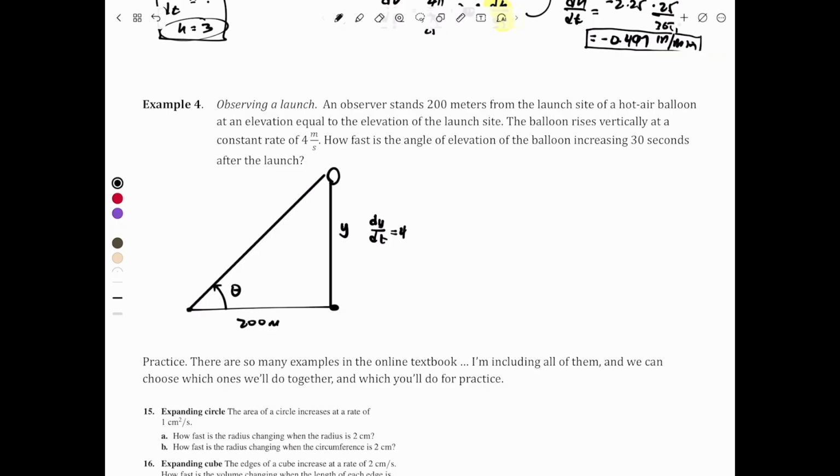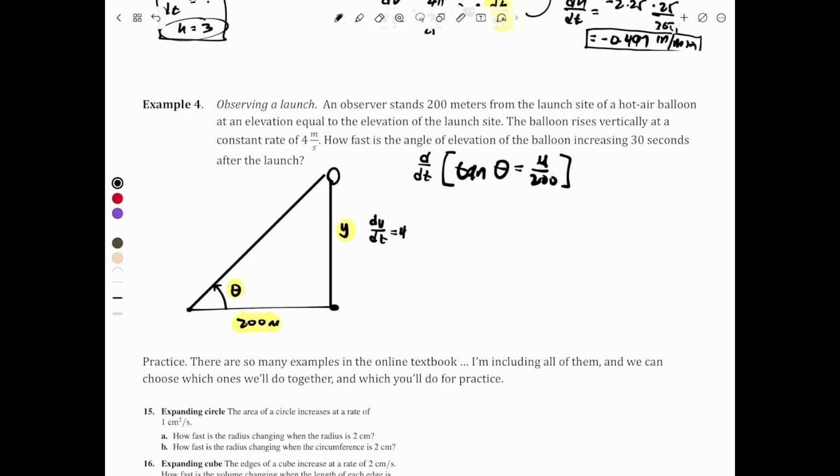So the question becomes, what is an appropriate equation that relates these quantities? What relates theta and the opposite side and the adjacent side? It's not the Pythagorean theorem. That doesn't involve angles. It must be, let's see, SOHCAHTOA, opposite and adjacent. It must be the tangent. So the tangent of theta equals y over 200. That's my equation.